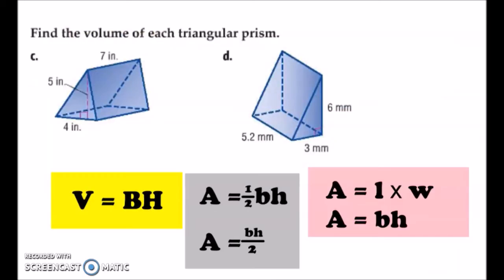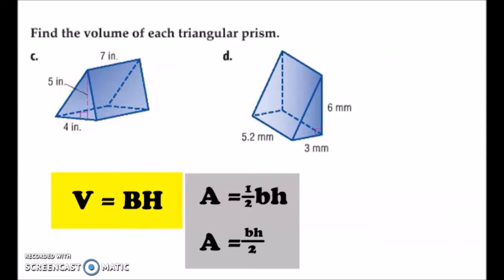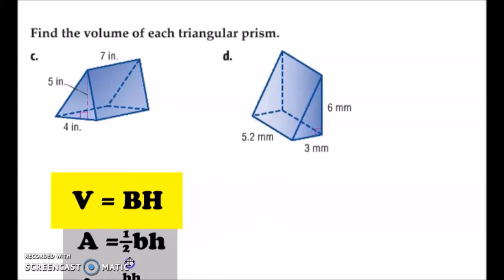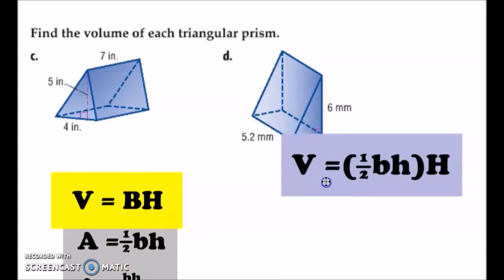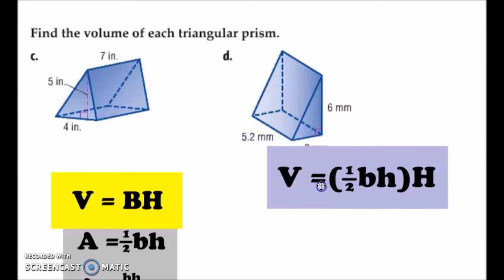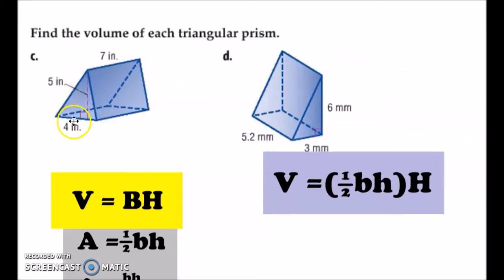Okay, let's go through an example. With this one right here, you notice you've got a triangular base. So this is not a base that's a rectangle. It's got a triangle. So we'll go ahead and substitute in for B the area of the base, and I use this formula again. Notice that it's going to be 1/2 times the base, which is 4, and the height of the base, which is 5. And then you're going to take it times the height of the whole thing.